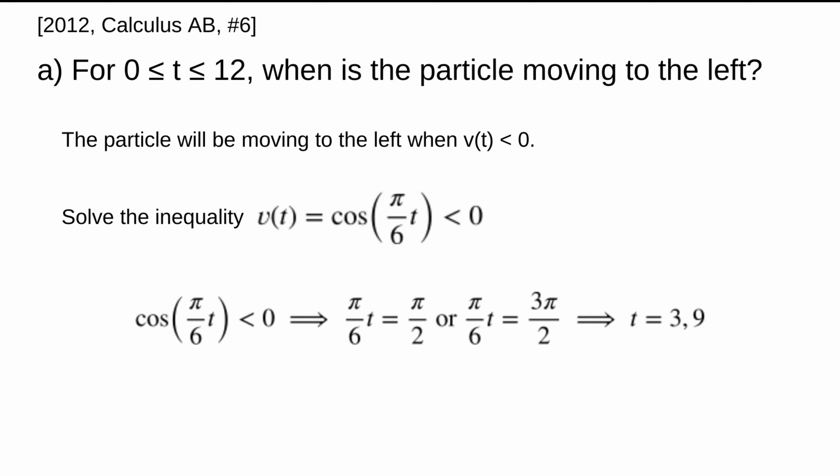All right, well, cosine of pi over 6 times t is going to equal 0 when pi sixths of t is equal to pi halves, or pi sixths of t is equal to 3 pi halves. And the only solutions to those equations on the interval from 0 to 12 are t equals 3 and t equals 9. So the particle will be moving to the left when t is between 3 and 9, because on that interval cosine of pi sixths of t will be negative anywhere between 3 and 9.